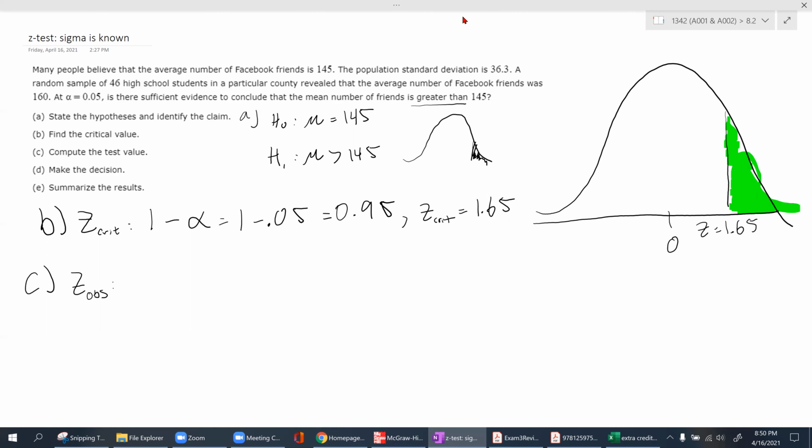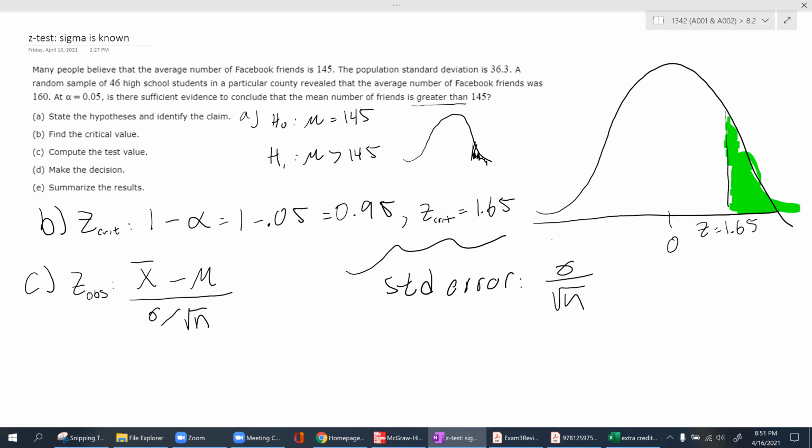All right. Let's go ahead and get that ready. And the formula to find this z, let's keep it by the book. The z value is going to be the observed value minus my mu, my expected value, divided by my standard error. My standard error is sigma over the square root of n.